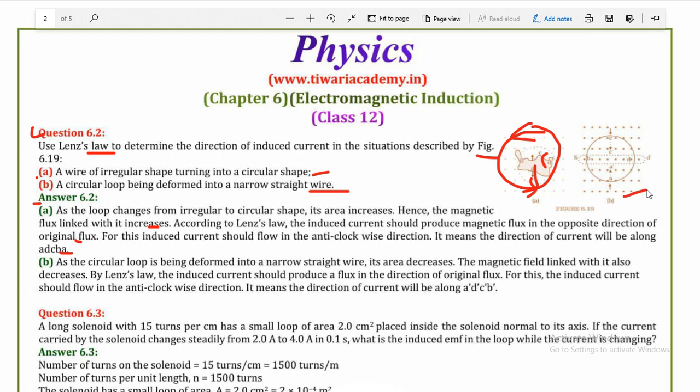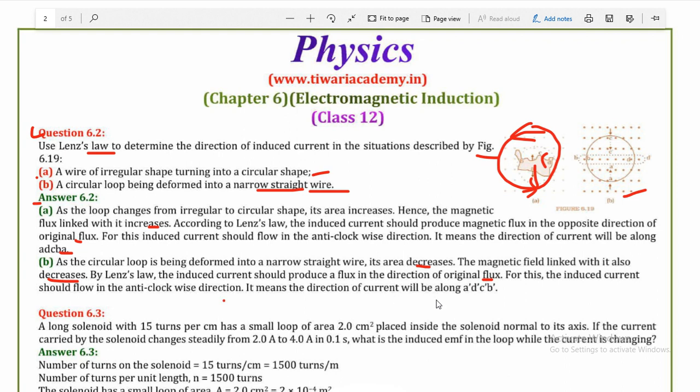And in figure B you can see a circular wire being deformed into a narrow straight wire. As the circular loop is deformed into a narrow straight wire, its area decreases and the magnetic flux linked with it also decreases. By Lenz's law, the induced current should produce flux in the direction of the original flux. For this, the induced current should flow in the anti-clockwise direction.